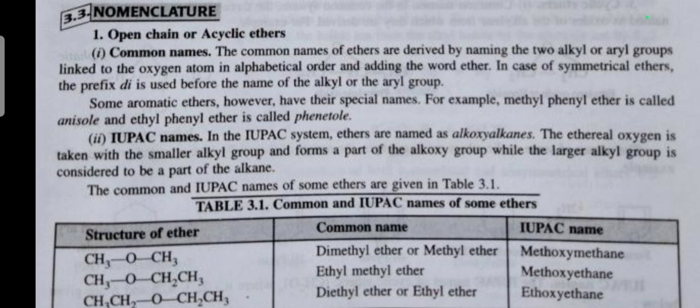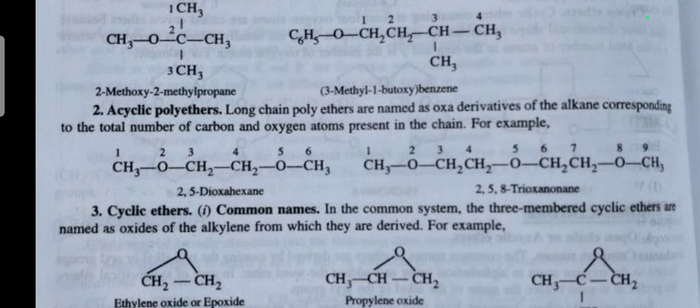phenetole. IUPAC names. In the IUPAC system, ethers are named as alkoxyalkanes. The ethereal oxygen is taken with the smaller alkyl group and forms a part of the alkoxy group, while the larger alkyl group is considered to be the part of the alkane. Acyclic polyethers. Long chain polyethers are named as oxa derivatives of alkane, corresponding to the total number of carbon and oxygen atoms present in the chain.